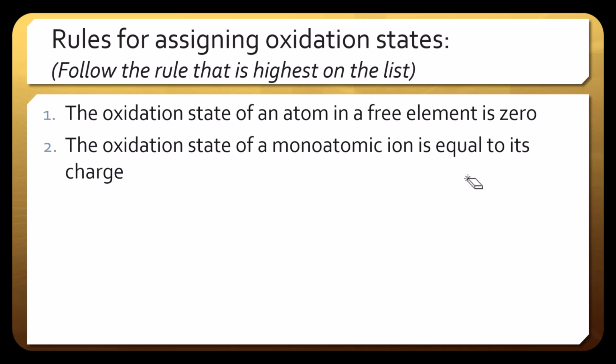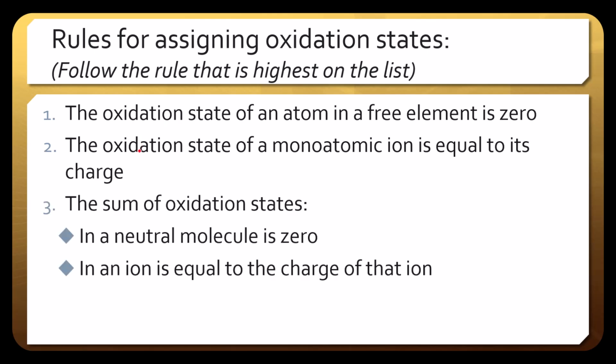The oxidation state of a monoatomic ion is equal to its charge. So if we see a metal that's charged, let's say iron with a 3+, the oxidation number or oxidation state for that metal will be a 3. If we see sodium with a 1+, that would be a 1. If we see fluorine with a 1-, that would be a -1. So whatever the charge is on that ion, that's going to be its oxidation state or oxidation number.